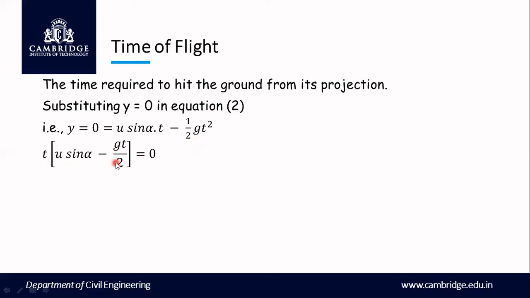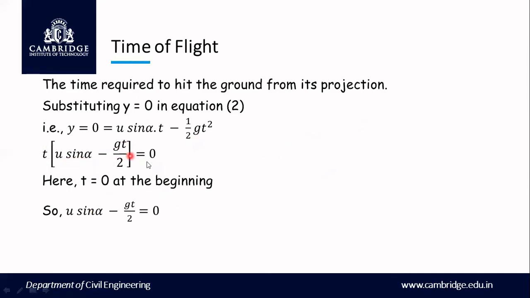So there are two conditions here. Here, t is equal to 0 at the beginning. During the time of flight, when it starts, there are two conditions. At the beginning, t is equal to 0. But we need to know when the projectile is completed, that is at the end, when the time ends. That is the next condition. So we can take u sine alpha minus gt by 2 is equal to 0.